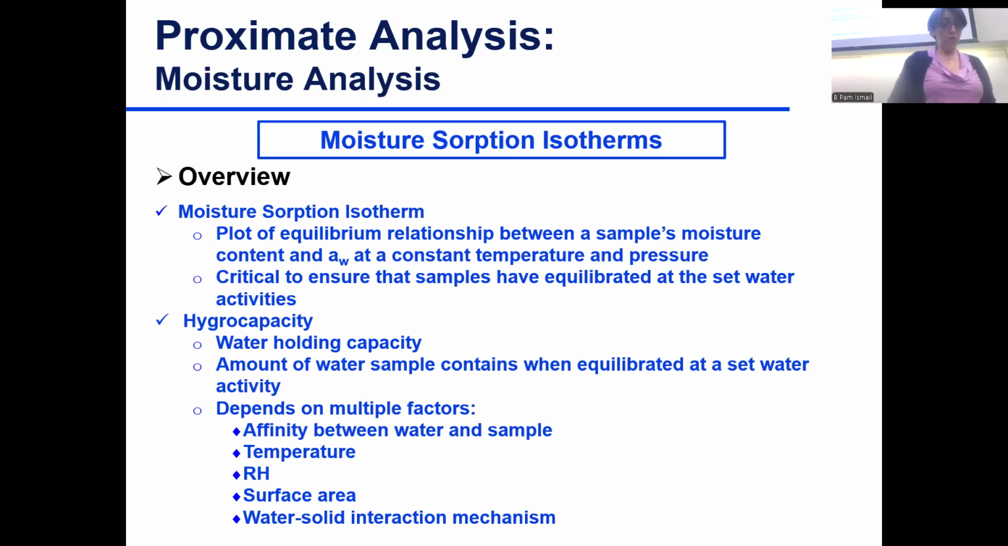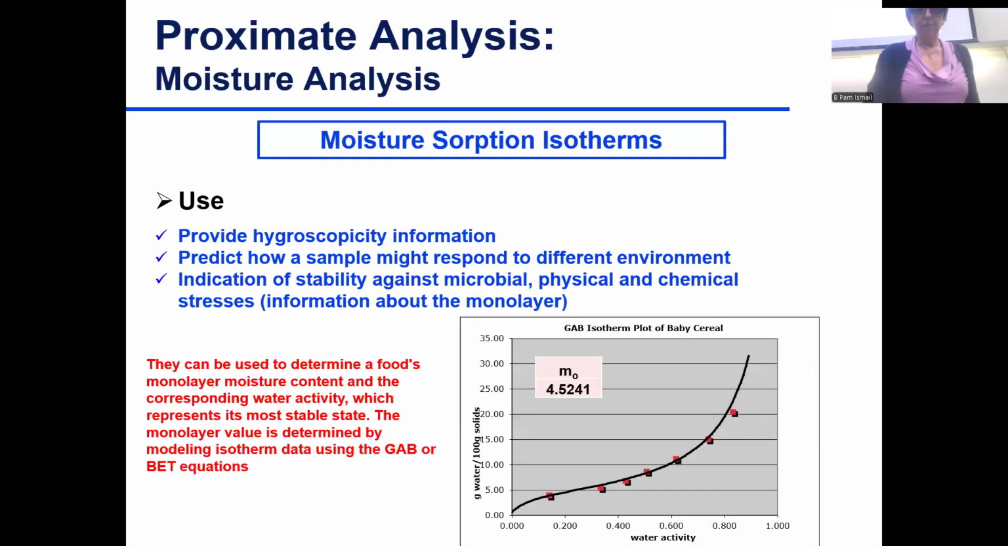So every group would do that, and then we would get those different water activities and moisture contents at different relative humidities, and then plot an isotherm. An isotherm is basically a relationship between water activity and moisture content. So moisture content on the y-axis and water activity on the x-axis. And then we get graphs.